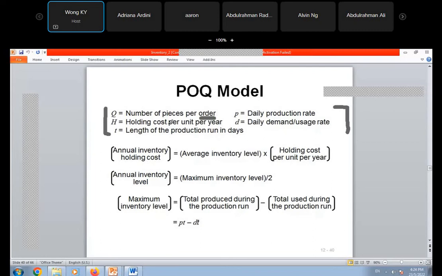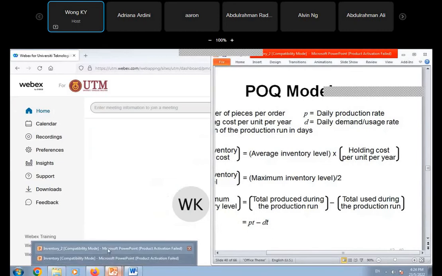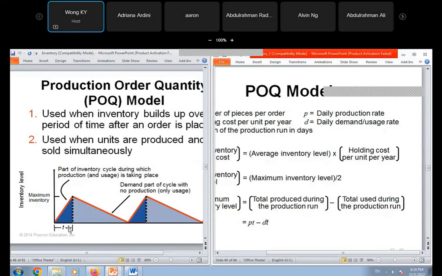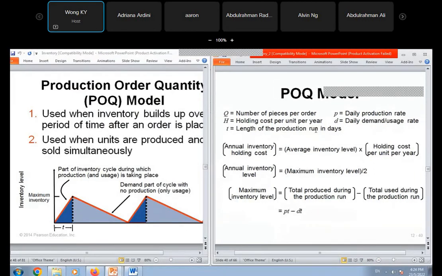H is the holding cost, which always has to be per unit and per year. If it is not per unit and per year, you must change it to per unit and per year. T is the length of the production run in days. If you look here, this is T. P is the daily production rate, because the company is making the raw material inventory. And D is the daily demand or usage rate, because the company is using the inventory that is produced to make the final product. I already explained that demand rate is actually the usage rate, because we need something because we need to use it.